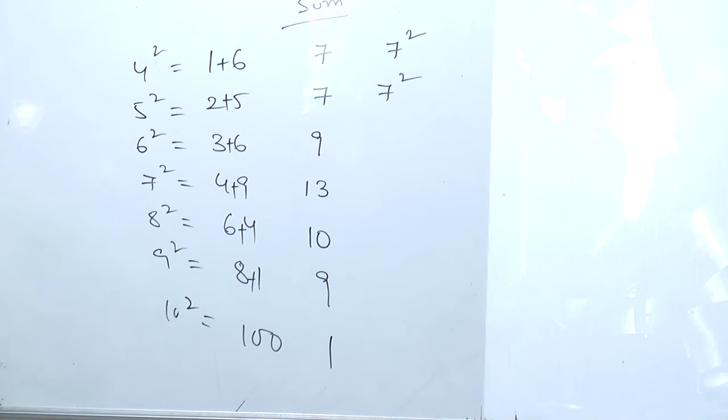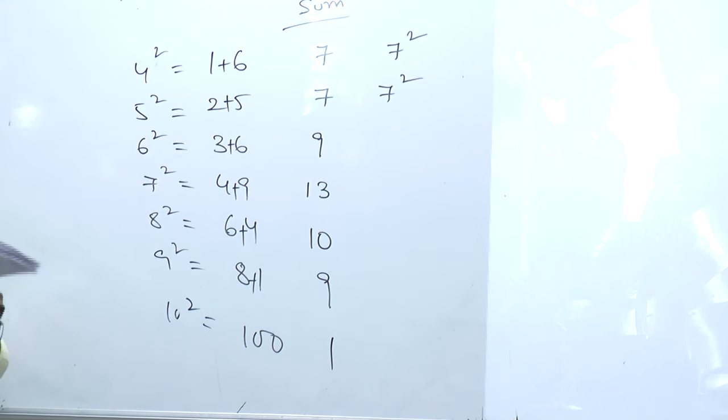34. First 3 numbers are Pythagoras triplets. Next 3 numbers are also Pythagoras triplets. Next 3 numbers are also Pythagoras triplets. Your answer should be Pythagoras triplet. 3 followed by 4 and 5. Pythagoras triplet.